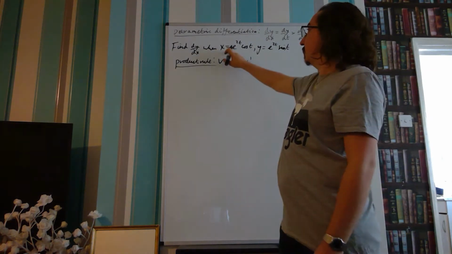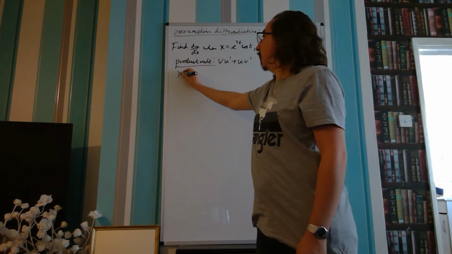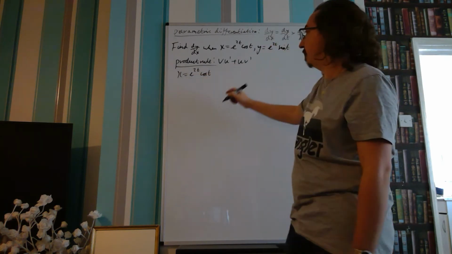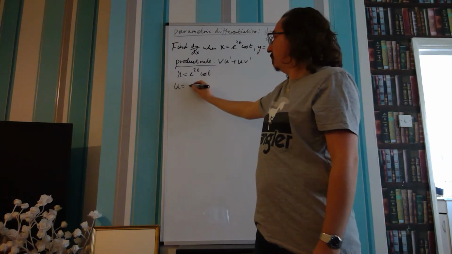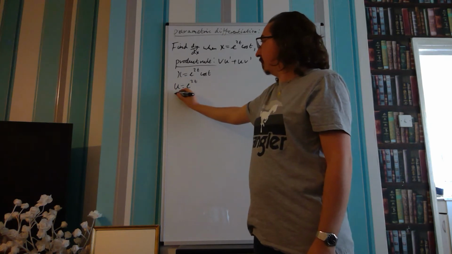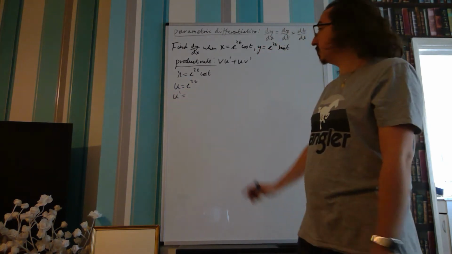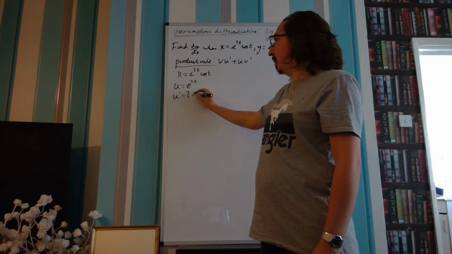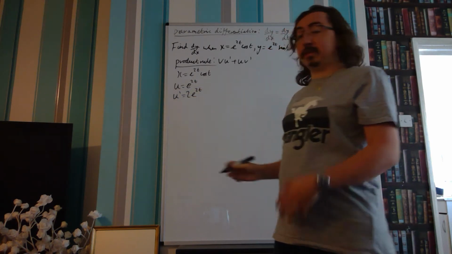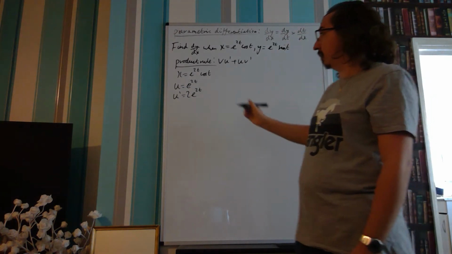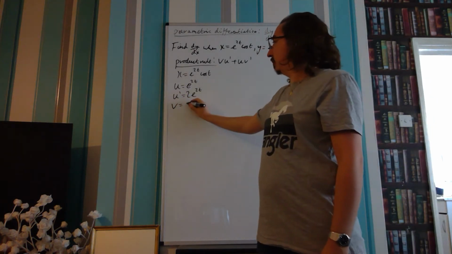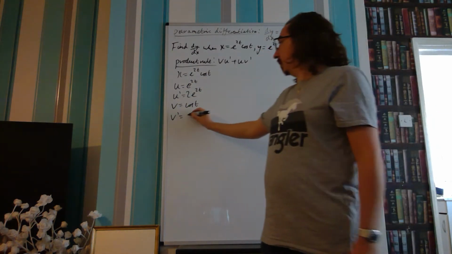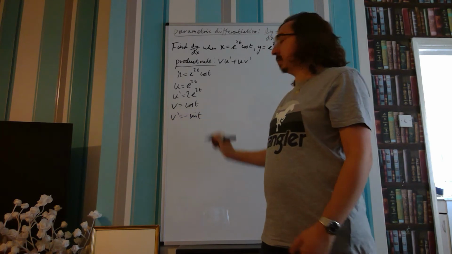So let's take our first one then. If we've got x is equal to e to the 2t cos t, then our u is e to the 2t. Our u dashed, the differential of this, well, the 2 comes to the front as a multiplier, the exponential stays as it is, so 2e to the 2t. You've got v, which is cos t, and the differential of cos becomes minus sin t.